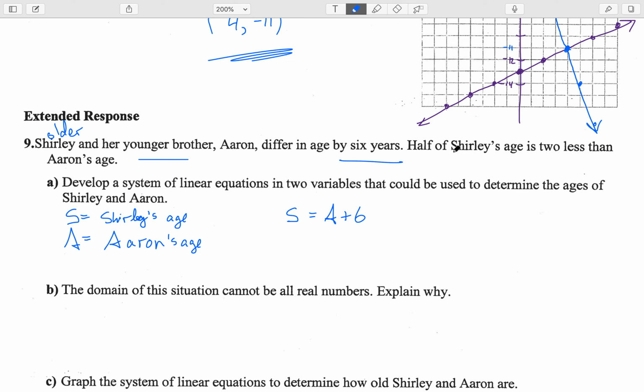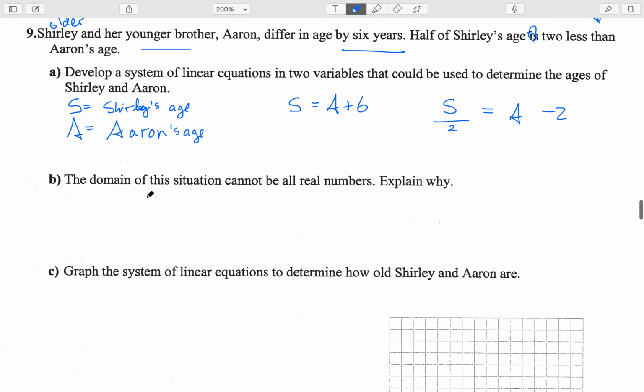It says half of Shirley's age. Okay, so Shirley divided by 2 is equal to 2 less than, so it's going to be something minus 2, Aaron's age. So Aaron's age is just A. So there it is. Half of her age is equal to Aaron's age minus 2.